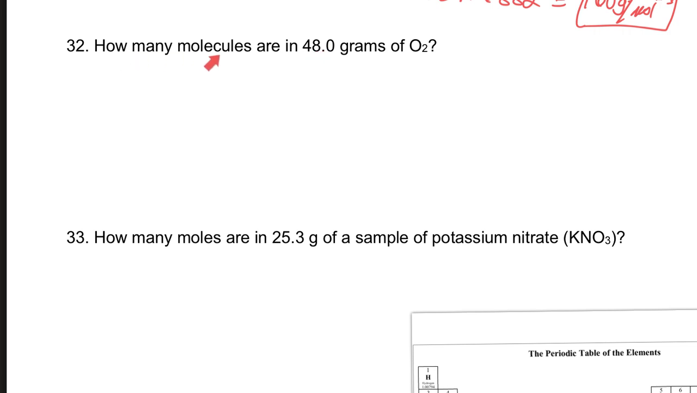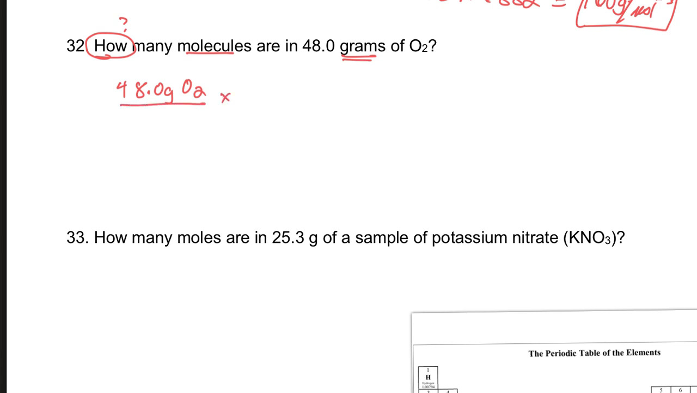We are looking for molecules. That's the unknown. So look at the words how many. So that's how many, and we're looking for molecules, and we are starting with grams. So our starting amount is 48.0 grams of oxygen. And we want to know how many molecules. So we first need to convert into moles. So we're going to go ahead and take this.